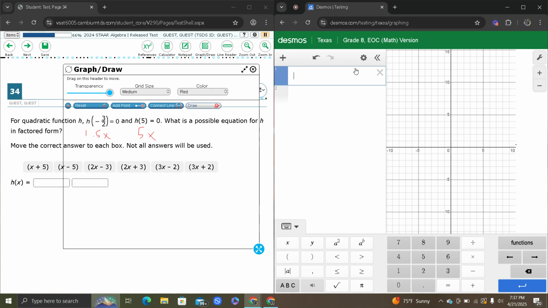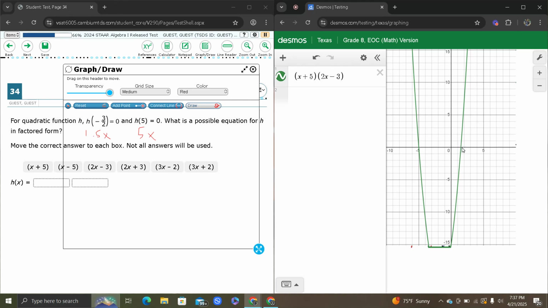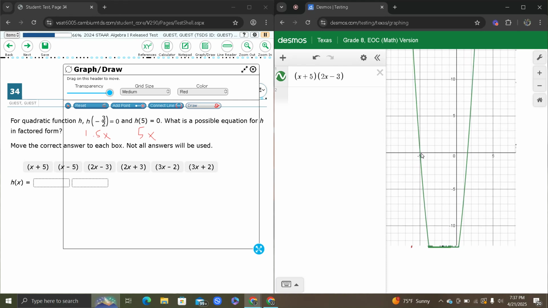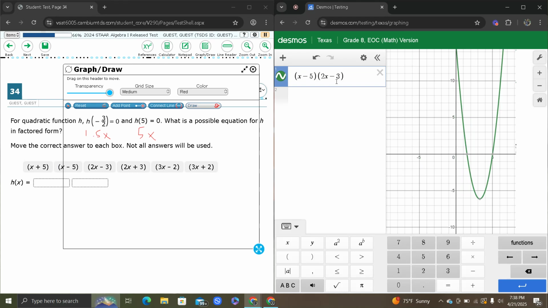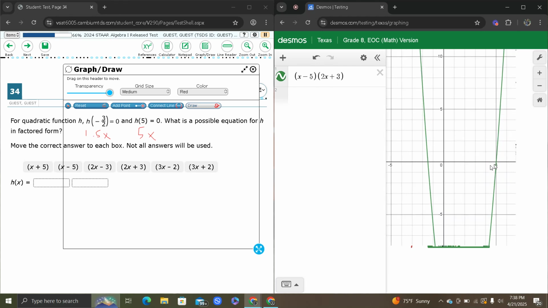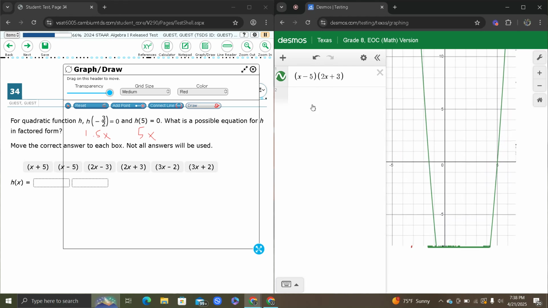Okay, so let's just get two random answer choices. So let's just try, I don't know, x plus 5, and then, I don't know, 2x minus 3. So, does it give us 5? No, it doesn't. So x is equal to -5, and then this is positive 1.5. So it can't be these combinations. So since it's not x plus 5, let's try x minus 5 and 2x plus 3. Let's see if these match.